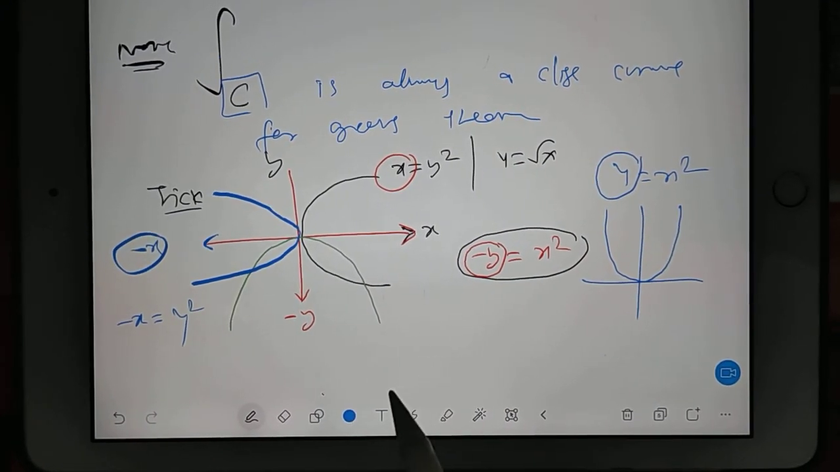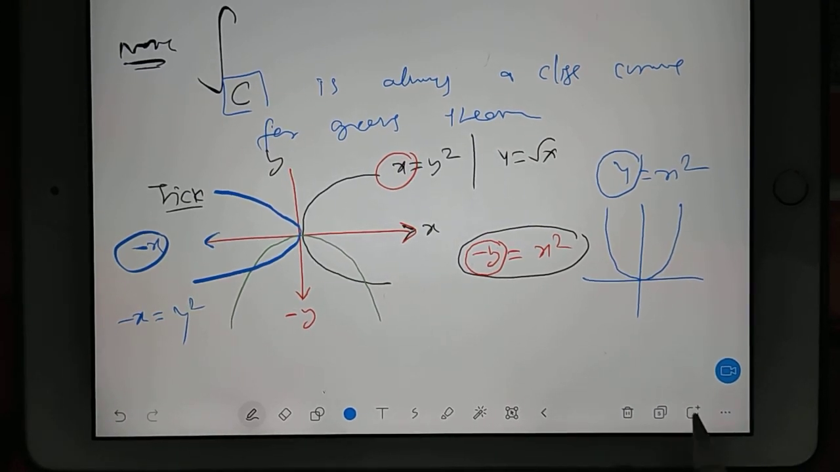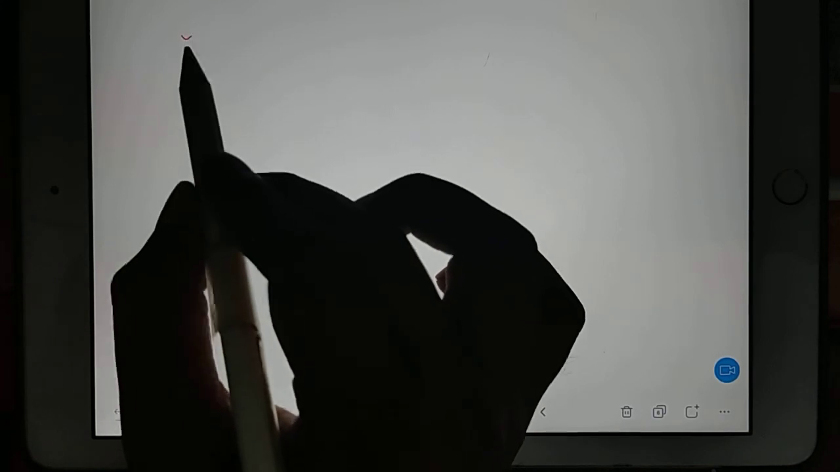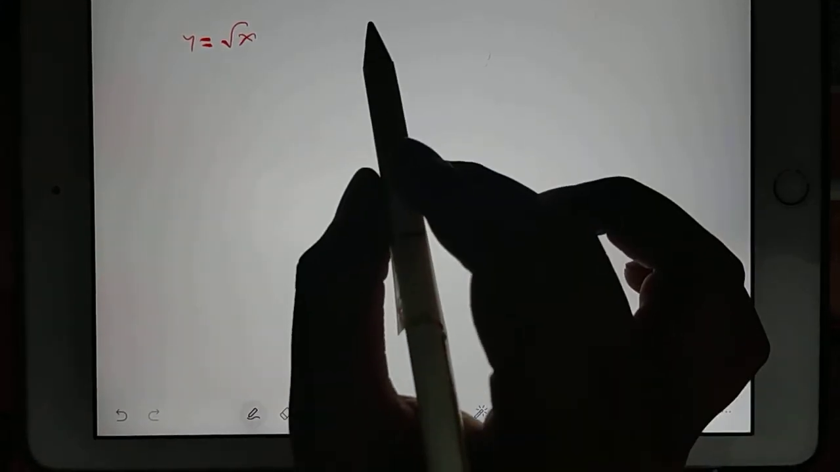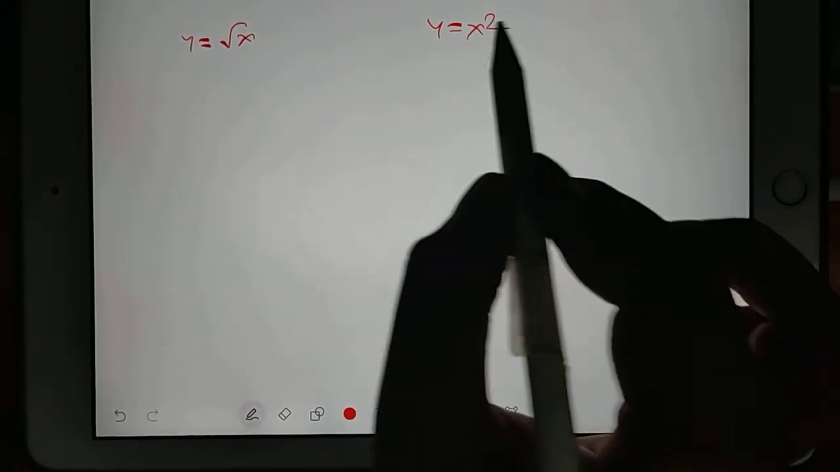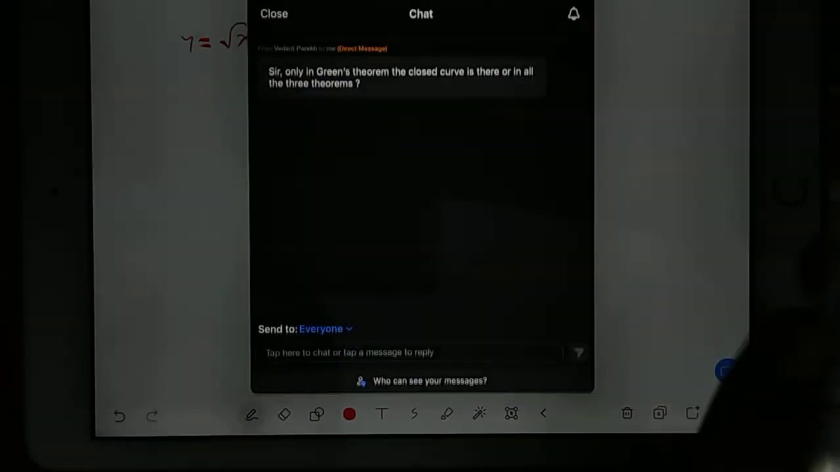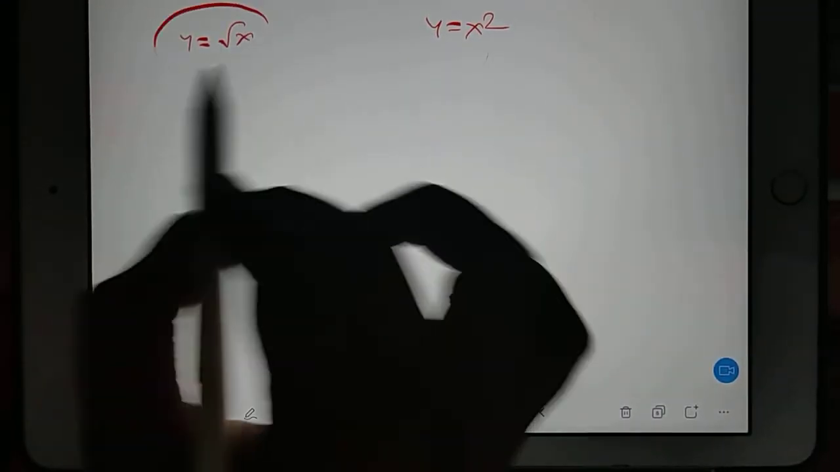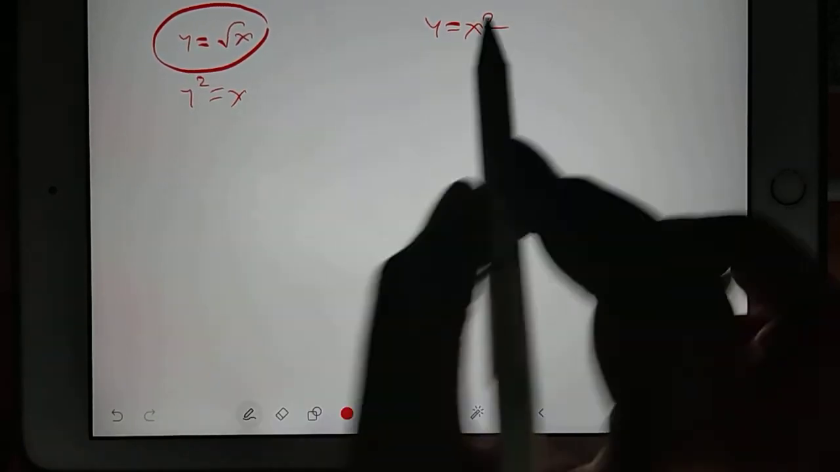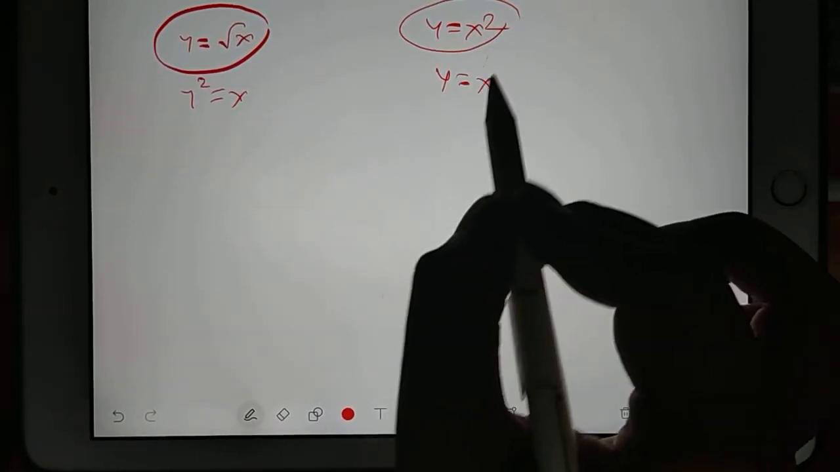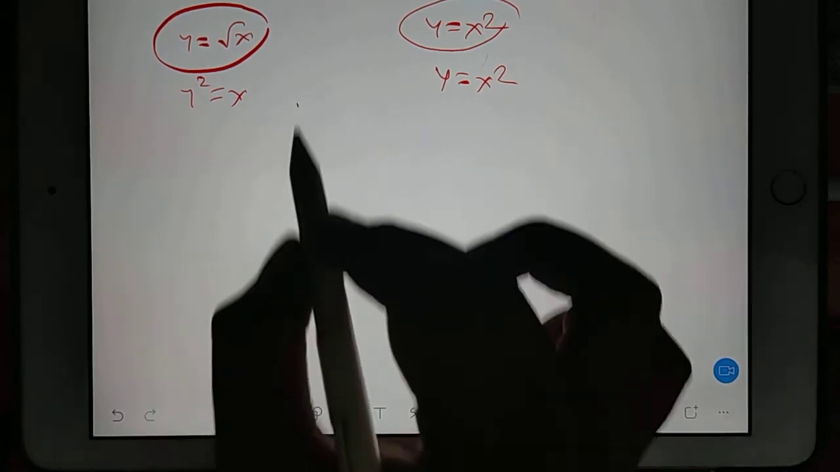So in the question, two equations are given. I will change the page. In the question, two equations are given. So y is equal to under root x is one equation and y is equal to x square is another equation. This equation you can write as y square is equal to x, and this equation is already y is equal to x square.